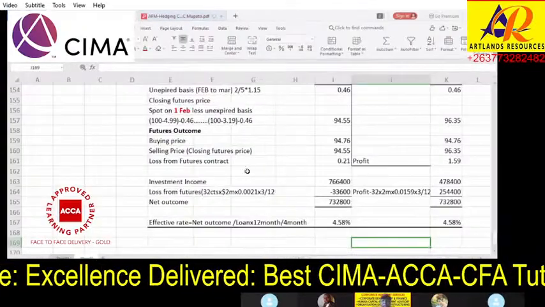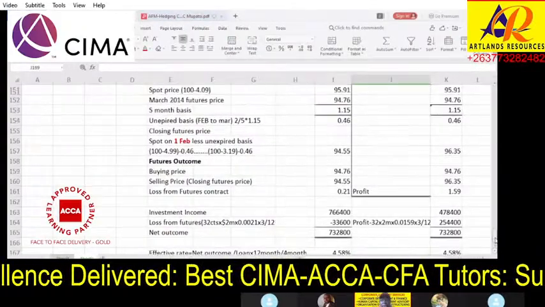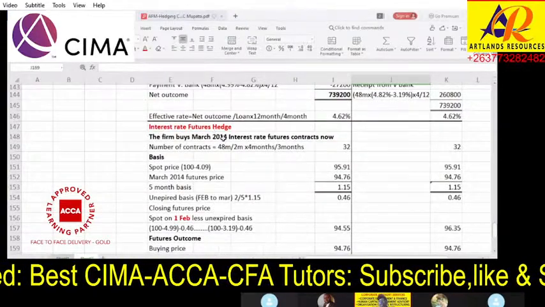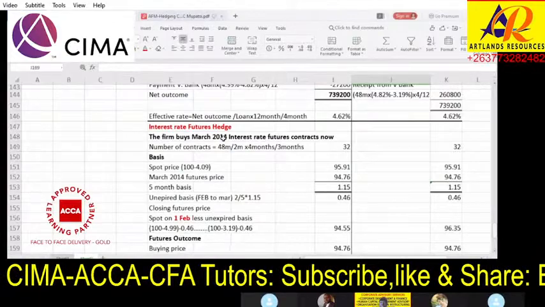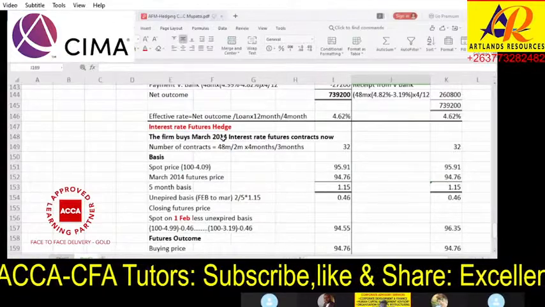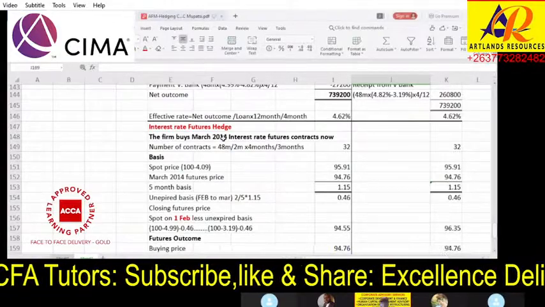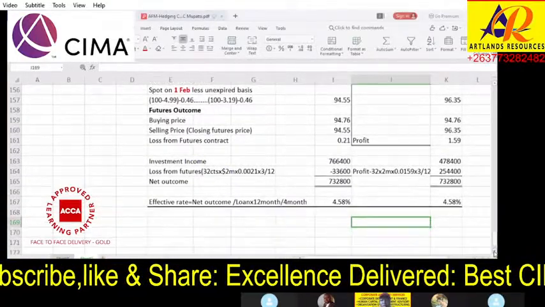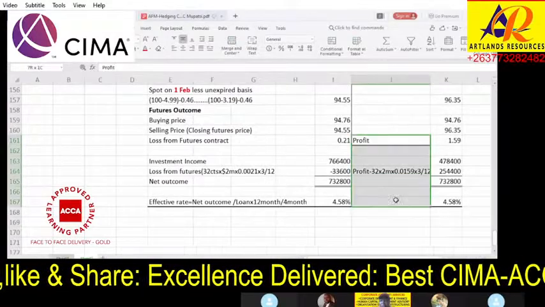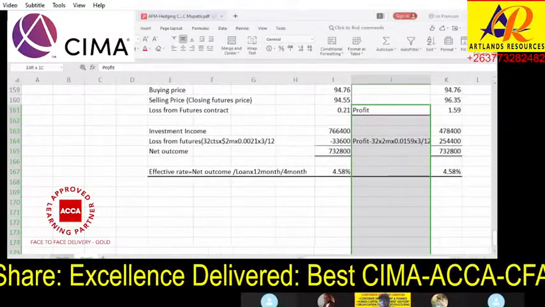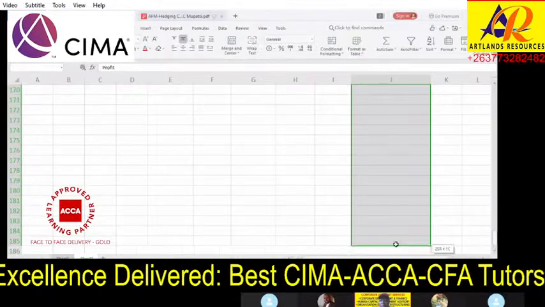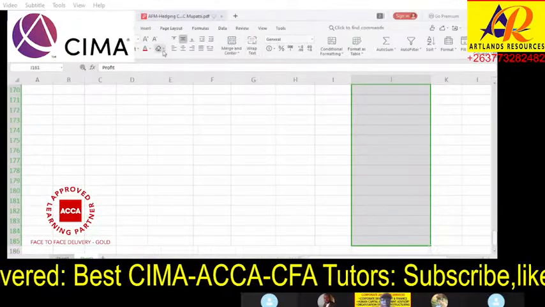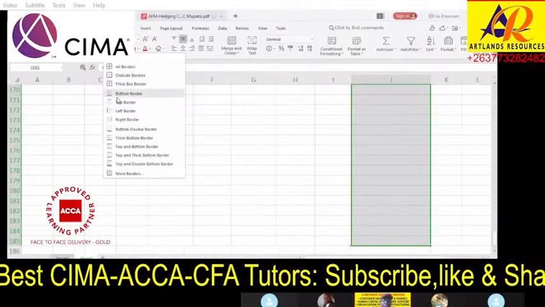So another way we said you buy futures contracts now. Another way of saying it is you go long on March 2014 futures. That's another way of saying buy March 2014 futures. So this one is pretty cool. So there you go. Last but not least, let us wrap it up now using options on interest rate futures.